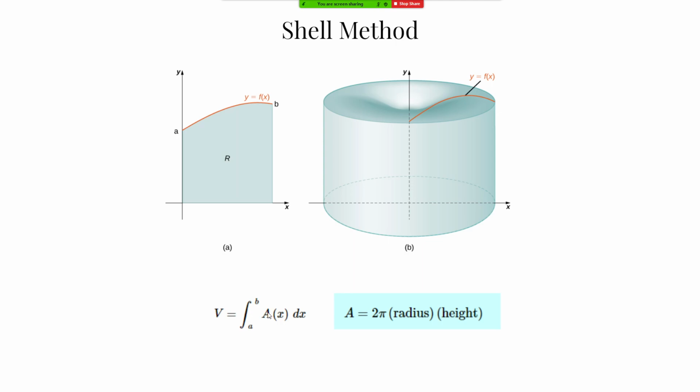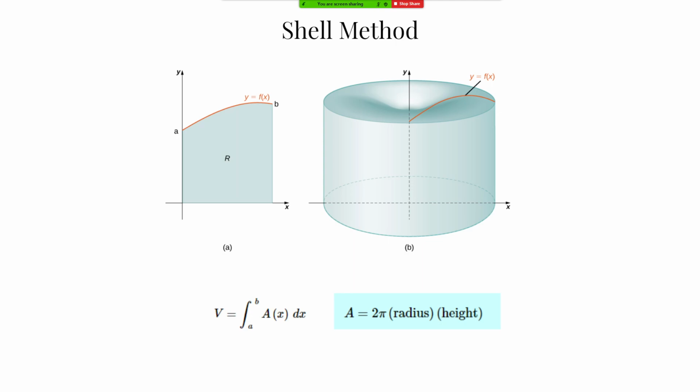And the area is 2 pi times the radius times the height. I think for shell method, you actually don't even need to know it for AB, but sometimes it's useful, so don't worry about it too much if you don't understand it.